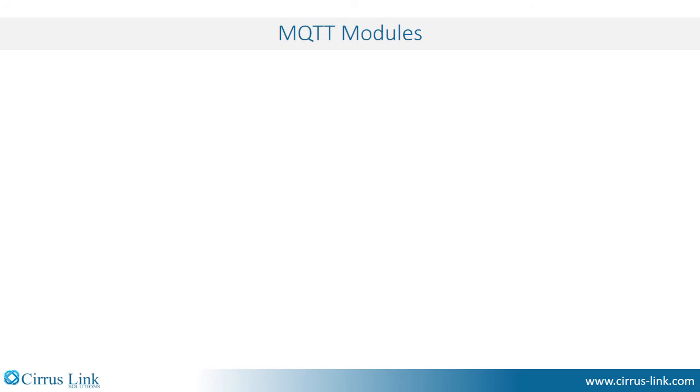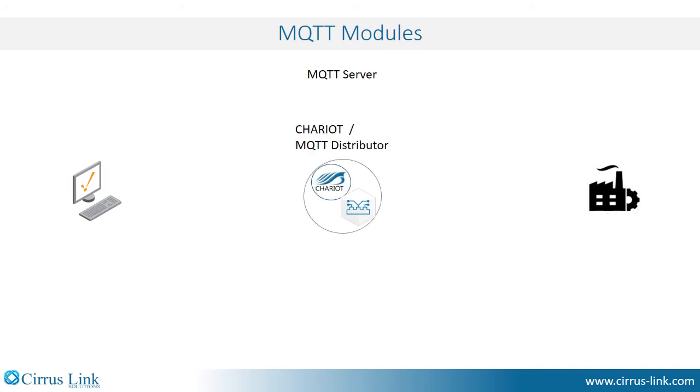Now we're going to look at how these terms translate into the Cirrus Link MQTT modules that we have developed to work in conjunction with the Ignition platform. You have a plant or a process that you want to monitor, and you have operators or an enterprise application that needs to see this information. First of all, we need an MQTT server. And for this, we have several module options depending on how many clients you're going to connect.